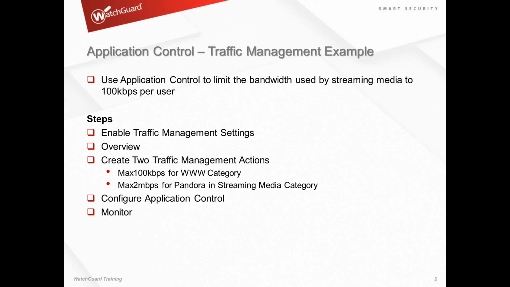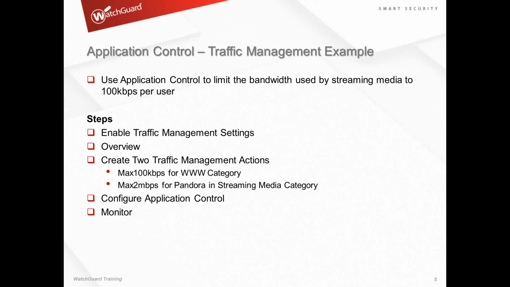As we look at an example, here we are using application control to limit the bandwidth used by streaming media to 100 kilobits per second per user. Now, in today's environment, that's not necessarily the most usable situation. So in my lab examples today, we're going to switch it up, and then we'll lower it at the end so you can see how that works.